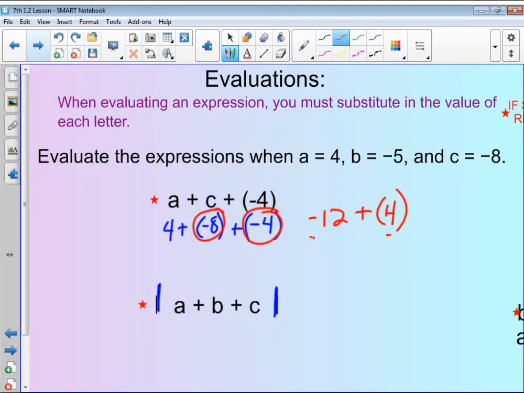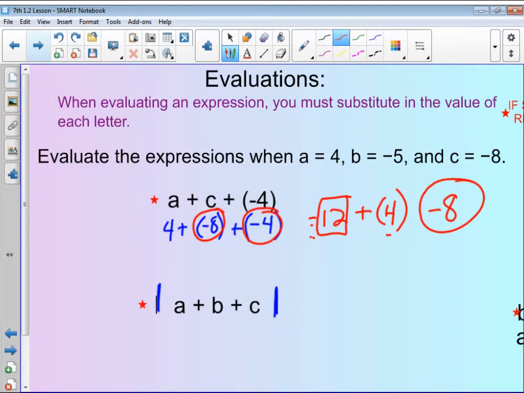So 12 minus 4 is 8. That's my difference in the digits. Apply the larger sign. So when I look, 12 is the bigger digit. It had a negative sign, so my answer is going to have a negative on it. So you should have gotten negative 8 for that one.